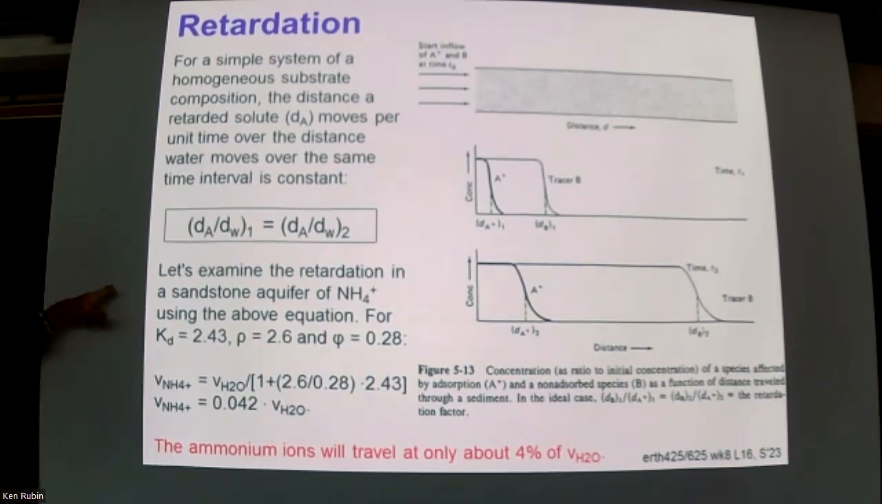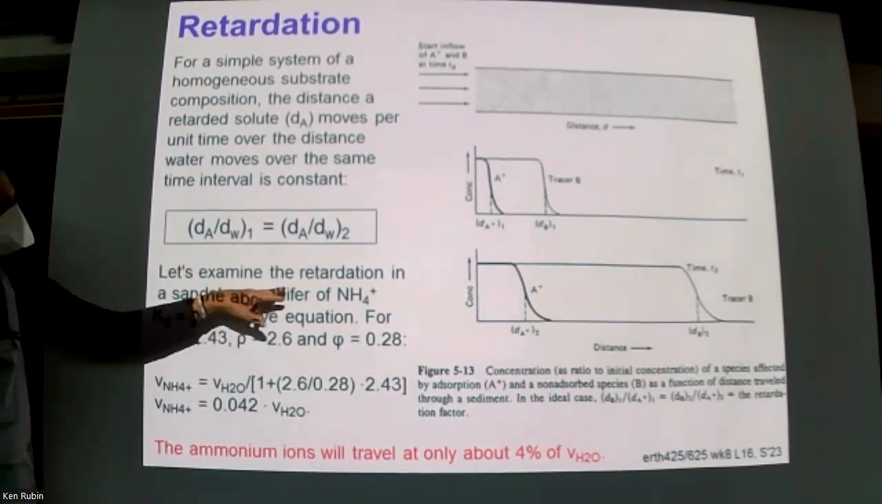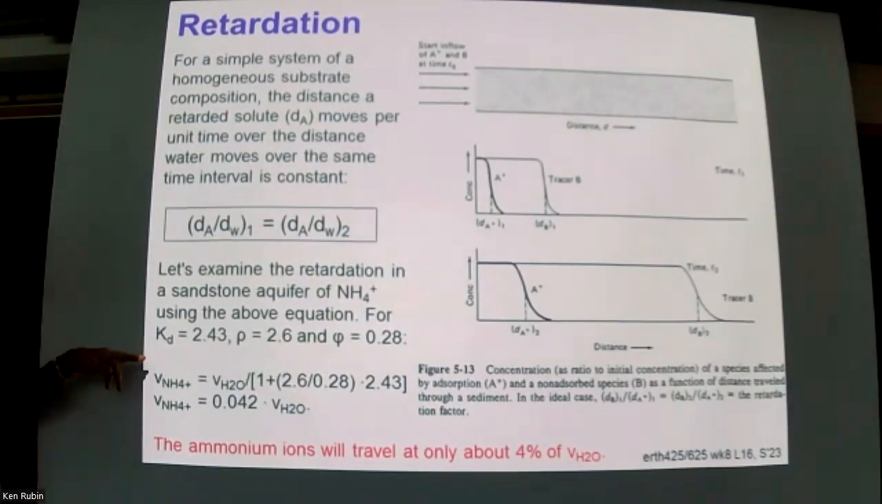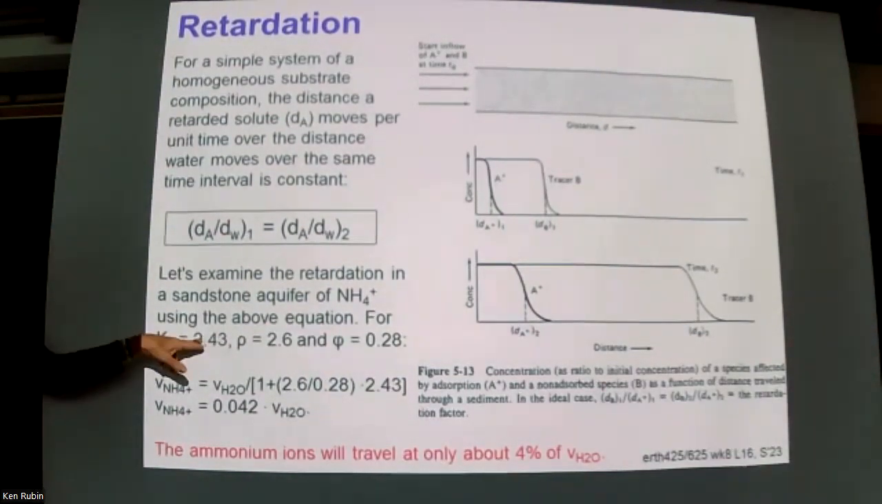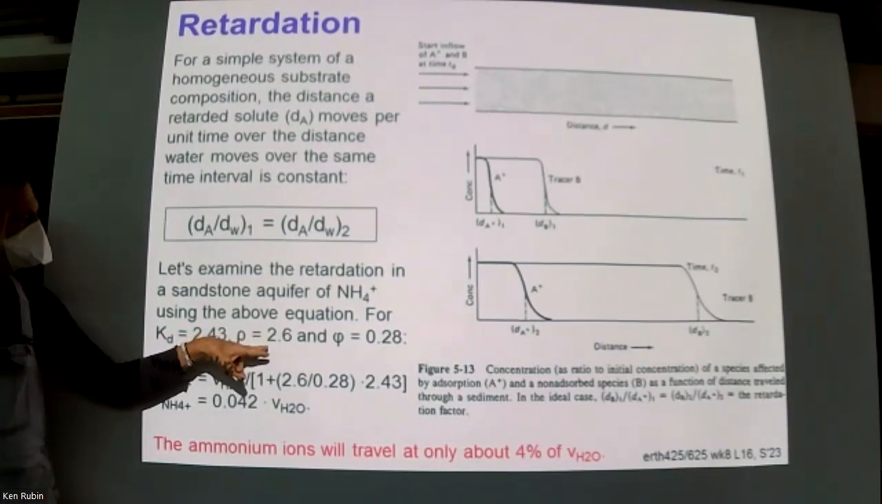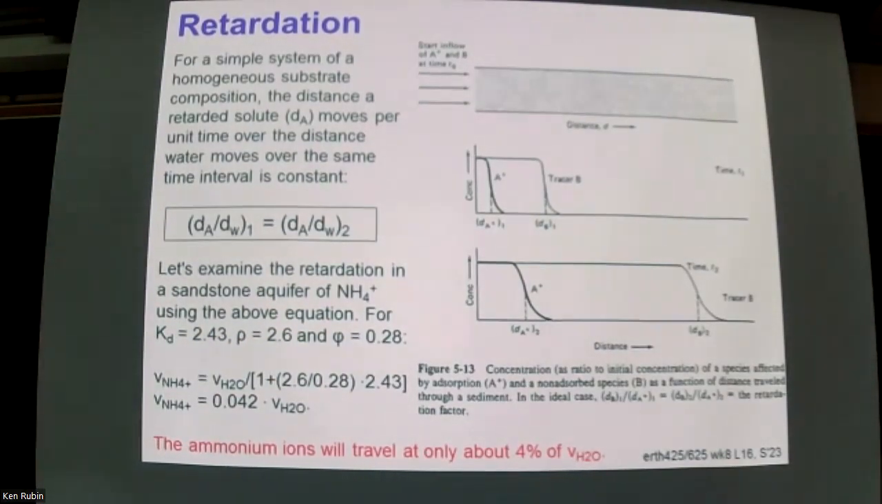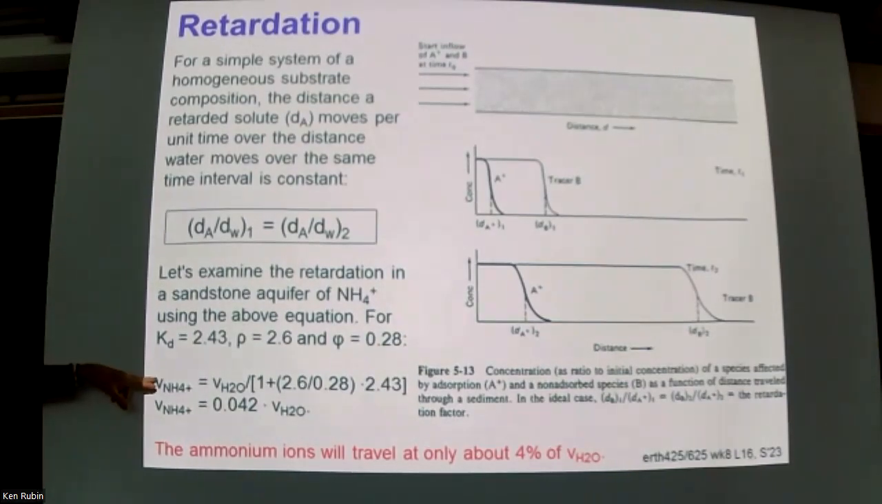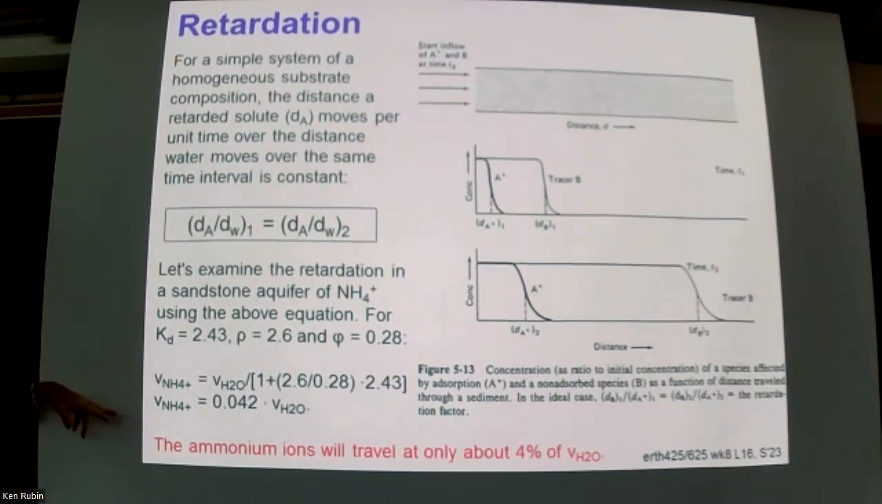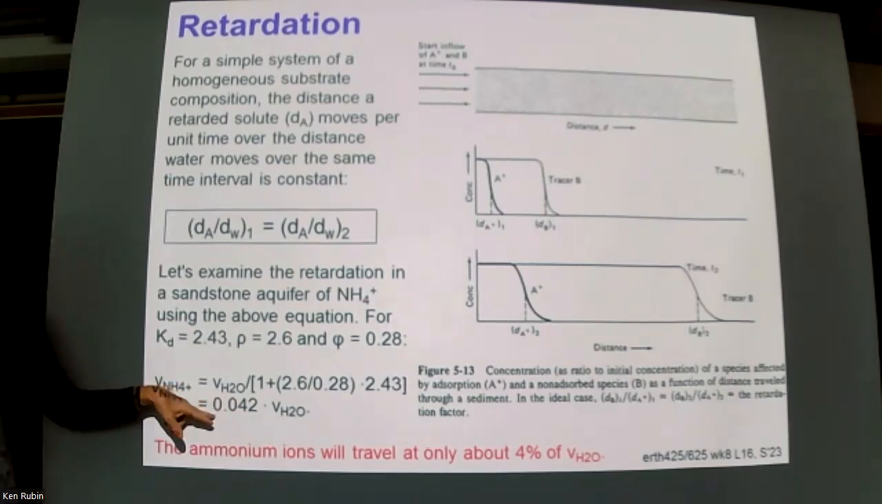So this is just an example of retardation in a sandstone aquifer for ammonium ions, for which a distribution coefficient of about 2.4, a density of about 2.6, and a porosity of 28%. Just to show you how this works, we can say, well, what would be the relative velocity of ammonia relative to an inert tracer? And we can see it's about 4%, right?